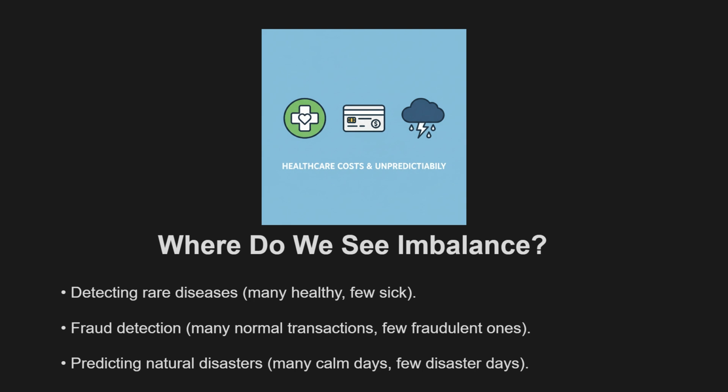Imbalanced datasets pop up in many real-world situations. For example, when doctors try to detect a rare disease, most patients are healthy, and only a tiny fraction have the illness. Or, consider credit card fraud detection. Most transactions are legitimate, while only a small percentage are fraudulent. Even predicting natural disasters like earthquakes or tsunamis involves imbalanced data, as calm days far outnumber disaster days. In these cases, ignoring the rare event can have serious consequences.